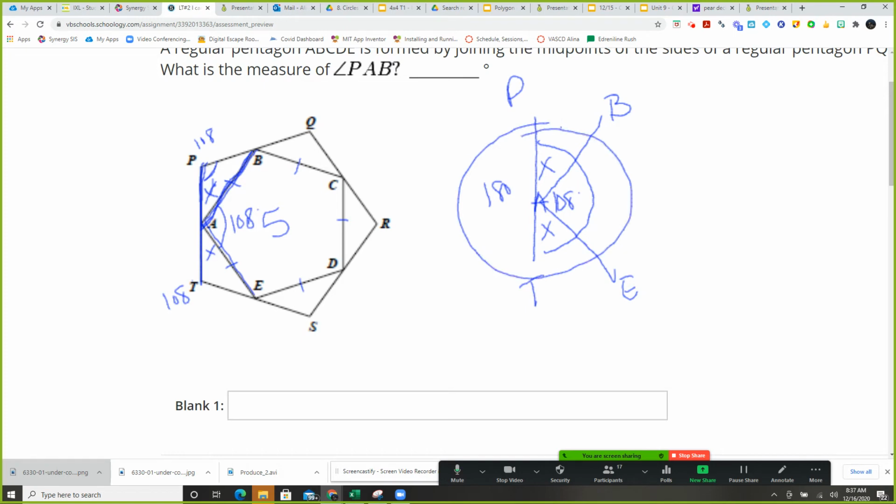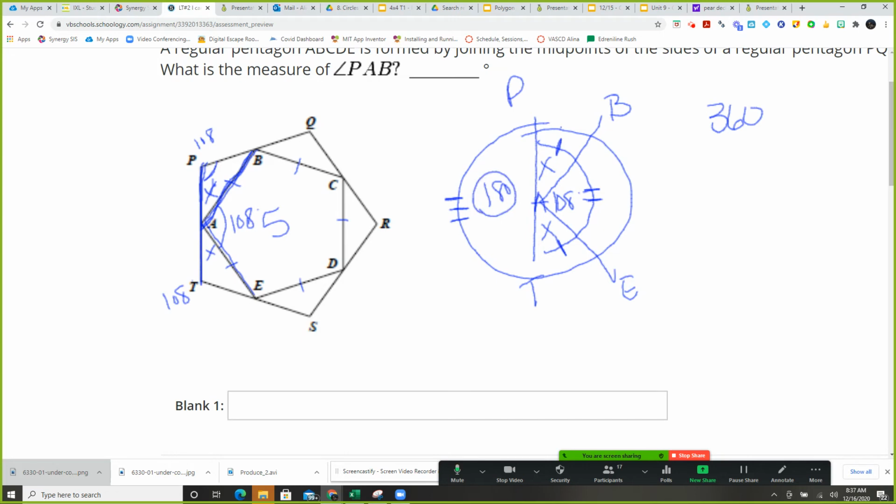So all 4 of those angles, the X, the X, the 108, and the 180, they're going to add up to 360. And what do I know? What angles do I already know that I can subtract out? Do I know the 180?